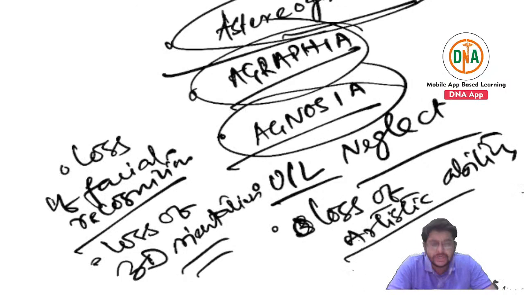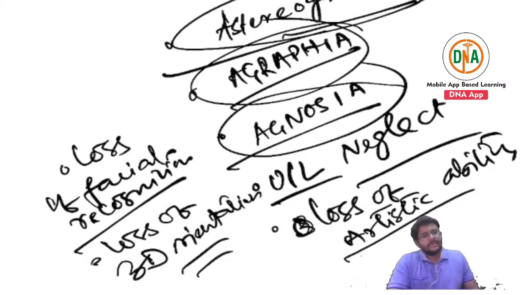Then, agnosia is the unilateral neglect. I have already discussed it in great detail, and other things we have already discussed. So this is the hemispherical distribution. Once again, remember, this is very important as a short note.